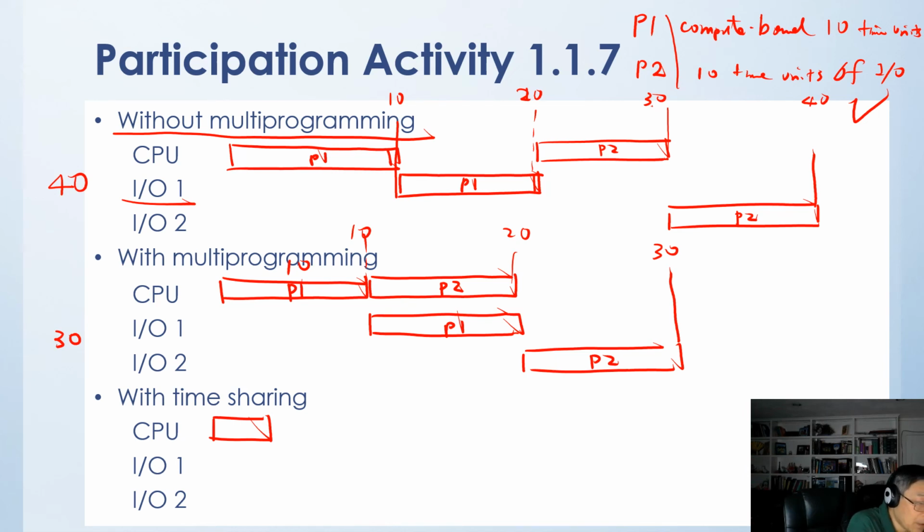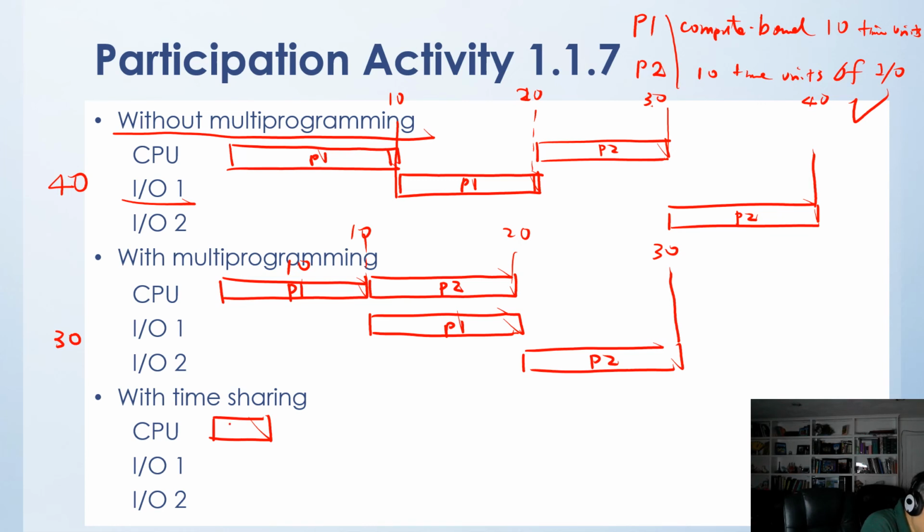Now what's the total operation time with time sharing? We assume that the time period for each program is going to be 2 time units. Later we will find out it doesn't really matter what time interval each program takes. Now, let's take a look at this.